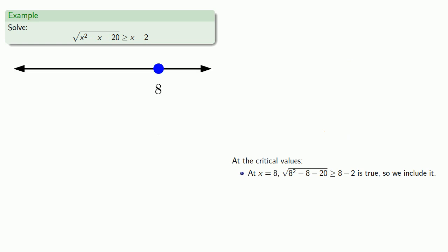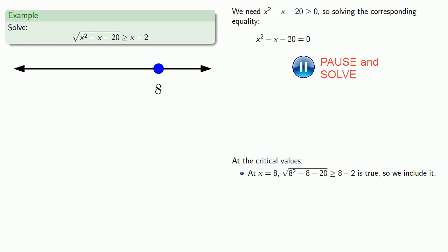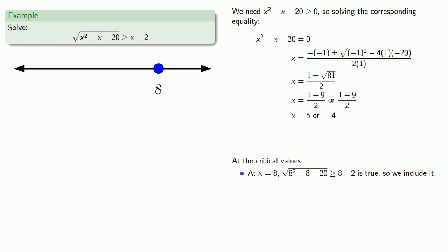Because this is a square root, we need to make sure that the radicand is non-negative, so we need x squared minus x minus 20 to be greater than or equal to 0. So we'll ignore the inequality and solve, giving us solutions x equals 5 or x equals negative 4. Now, ordinarily, we check these critical values against the inequality we were solving. But remember, the inequality we're actually solving is this one. So we'll check our critical values to see whether they solve this original inequality. And we find that we should include negative 4 and exclude 5.